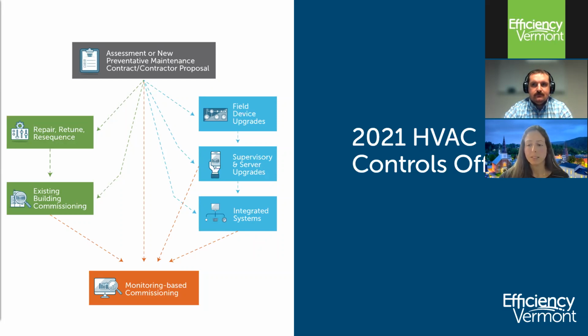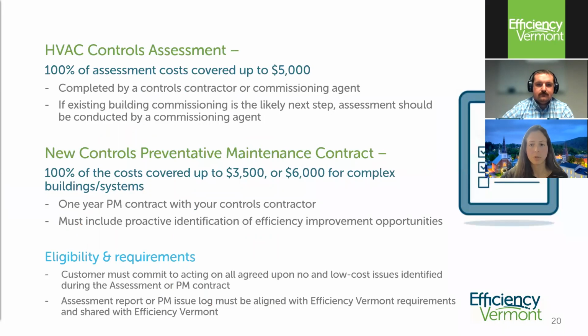So with that being said, let's run through the details of each offer. Our incentive offer for controls assessments is 100% of the cost covered up to $5,000. The assessment must be completed by a controls contractor or commissioning agent in order to be eligible. And if the likely next step is an existing building commissioning study, then we would have to have that assessment completed by a commissioning agent.